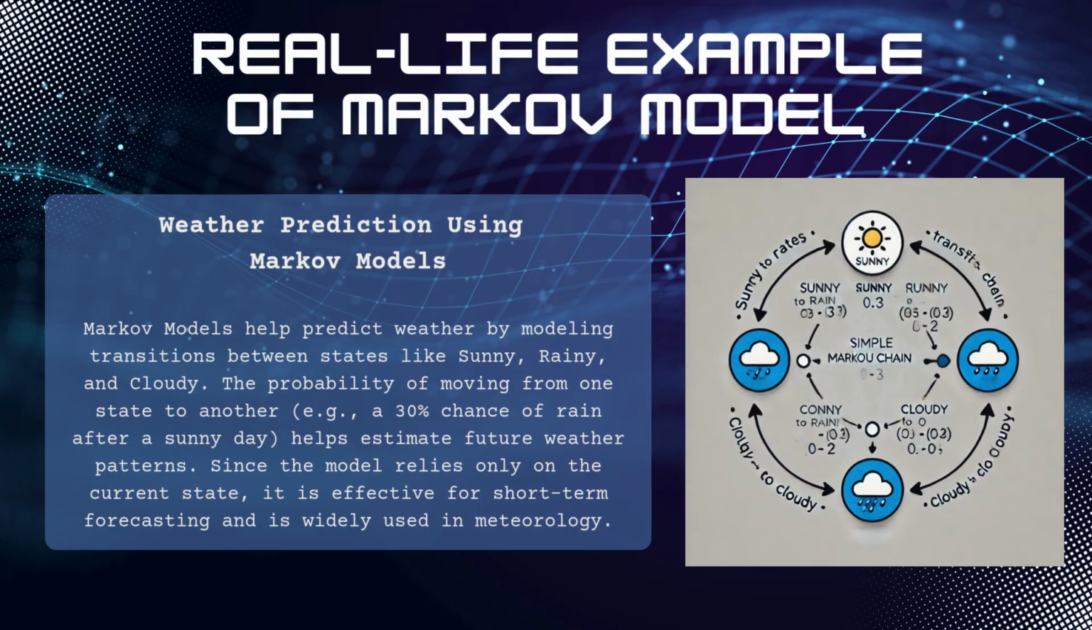So, in a real-life example of a Markov model, weather prediction using a Markov model. A Markov model helps predict weather by modeling transitions between states like sunny, rainy, and cloudy. The probability of moving from one state to another, for example, a 30% chance of rain after a sunny day, helps estimate future weather patterns since the model relies only on the current state. It is effective for short-term forecasting and is widely used in meteorology.